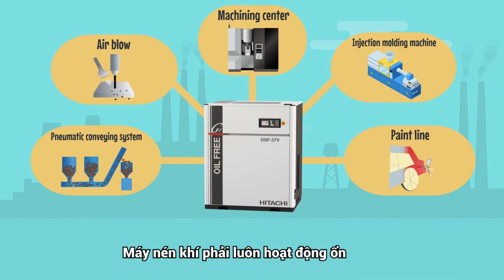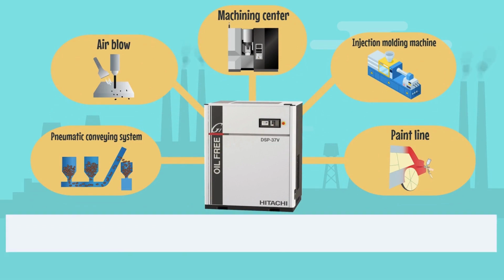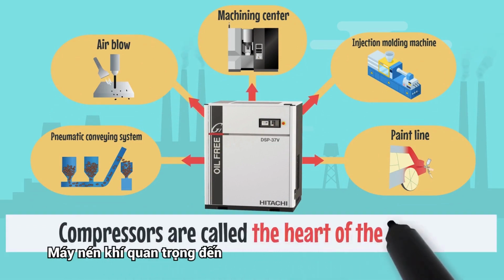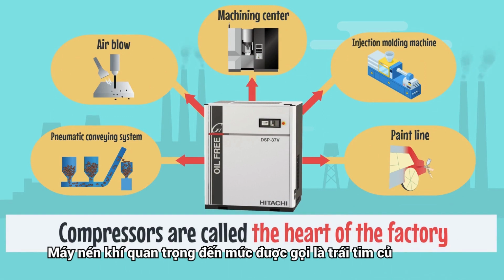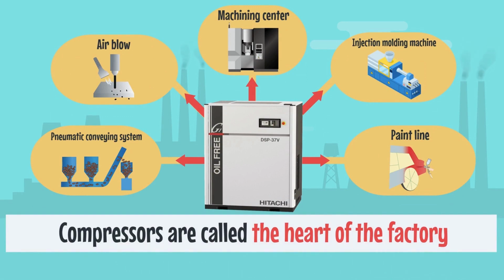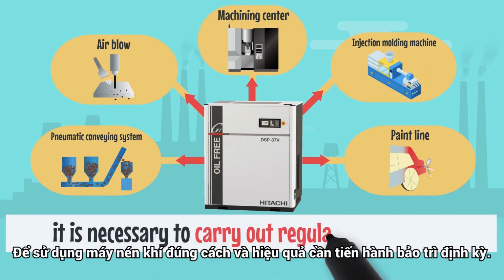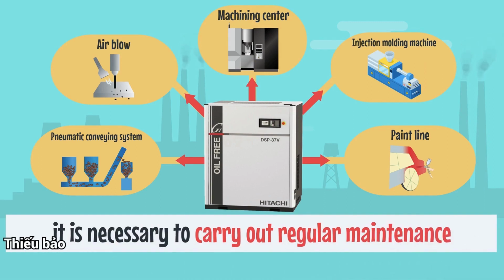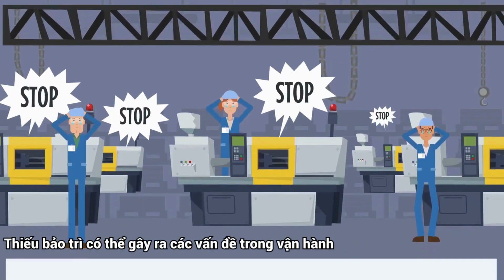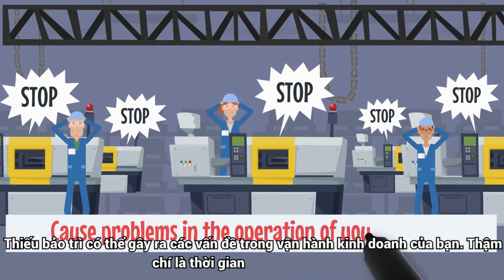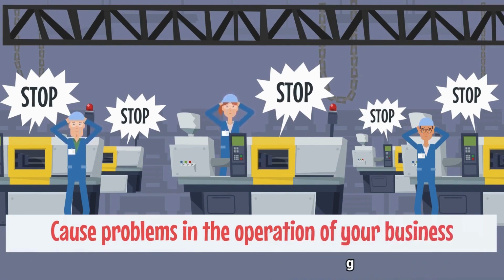Compressors must always operate stably. They are so important that they are called the heart of the factory. To use the compressor correctly and efficiently, it is necessary to carry out regular maintenance. Lack of maintenance can cause problems in the operation of your business.